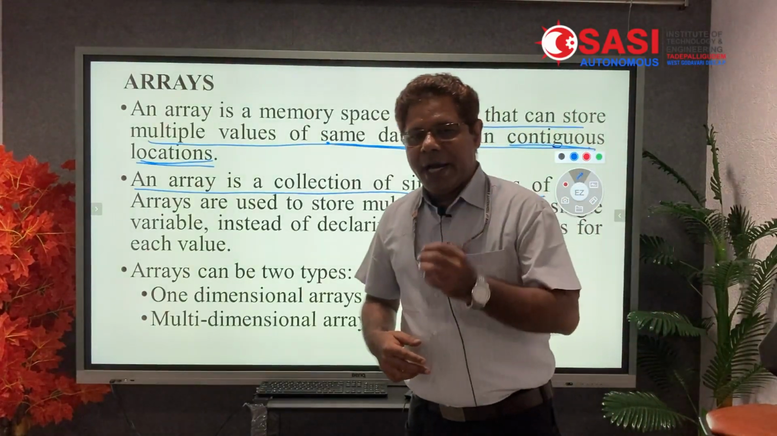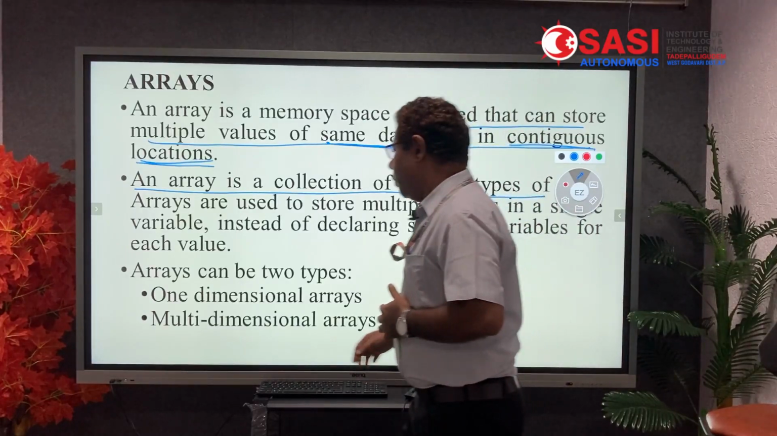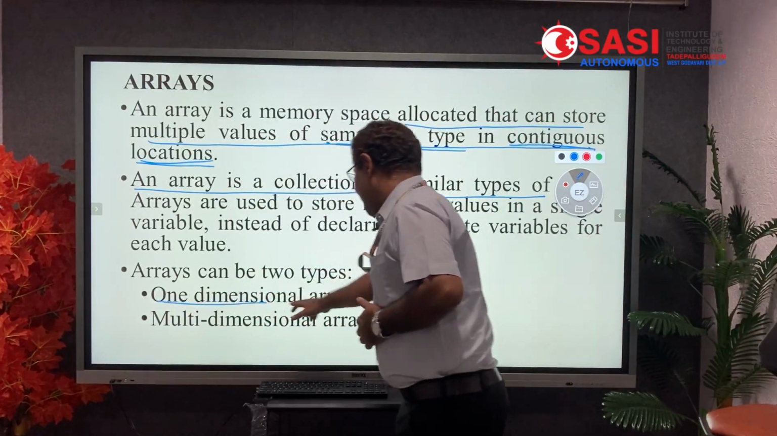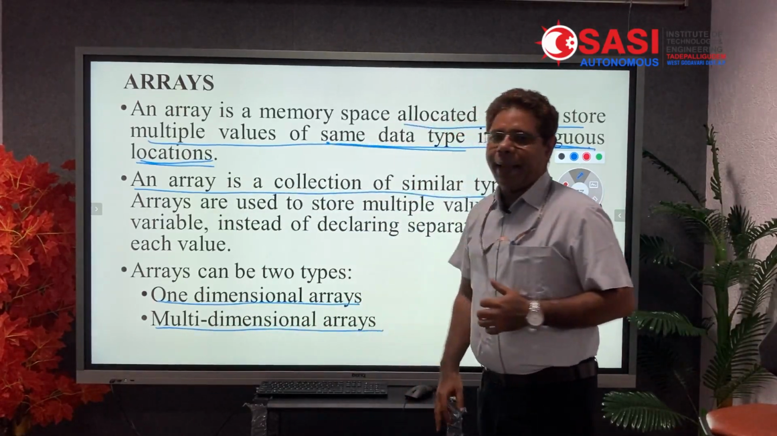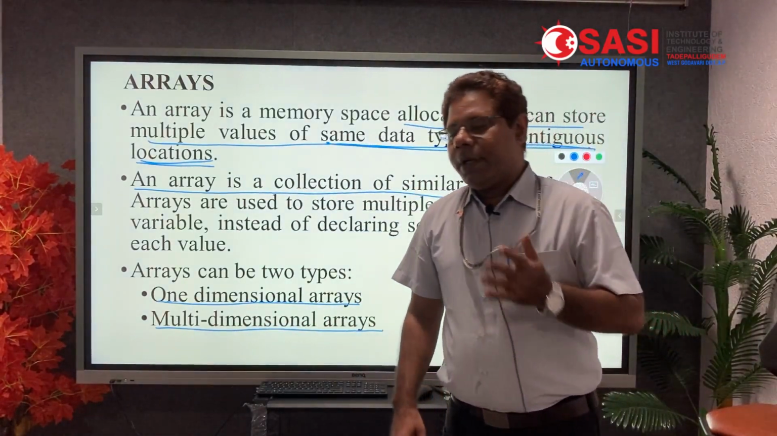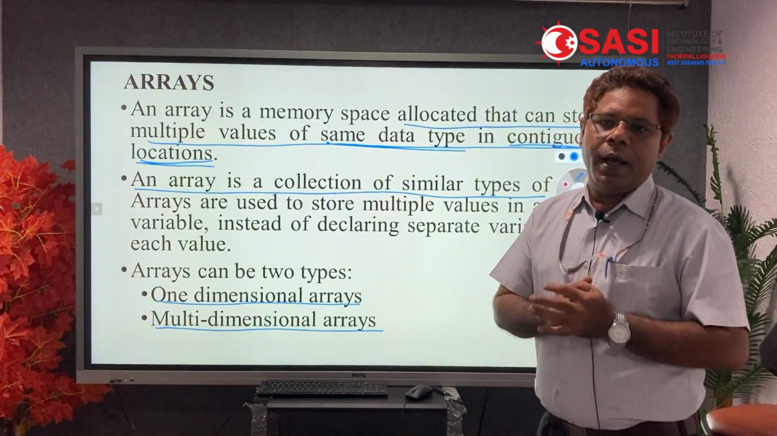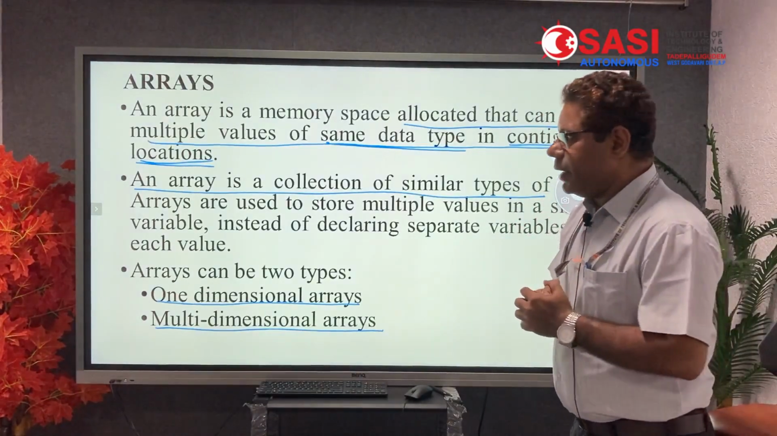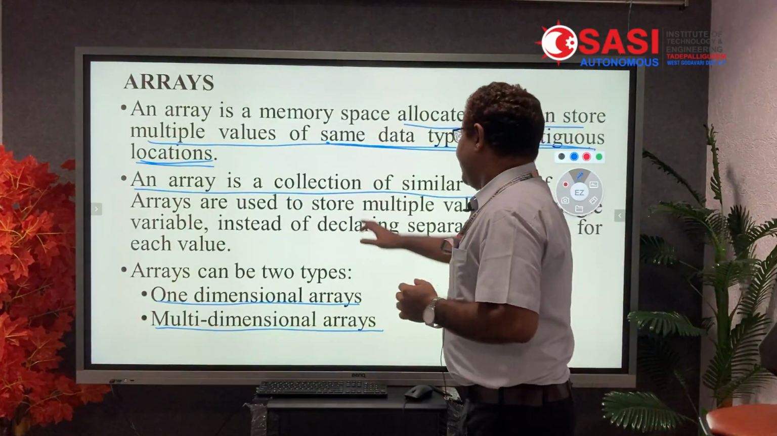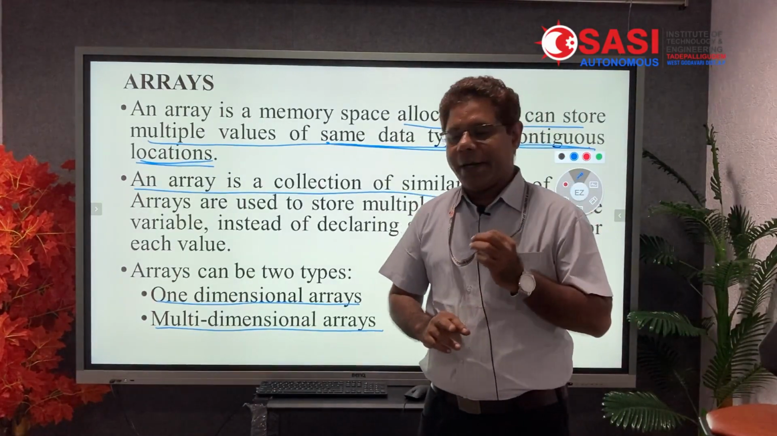Here in Java we have two types of arrays. One is the one-dimensional array and the second one is the multi-dimensional array. Now we will see one by one how we can create a one-dimensional array and how we can create a multi-dimensional array.